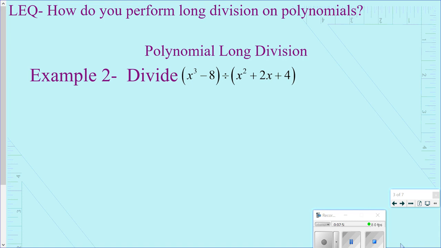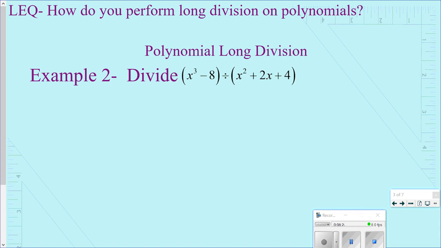Okay, so then let's try this one. Now, what I explained again was we are going to set this up the same way we did the last one, but notice how the dividend is missing some terms. It goes from cubed to the number. It's missing the squared term and the x term. So when that happens, when you're missing terms like that, you are going to want to fill in zeros for those missing terms.